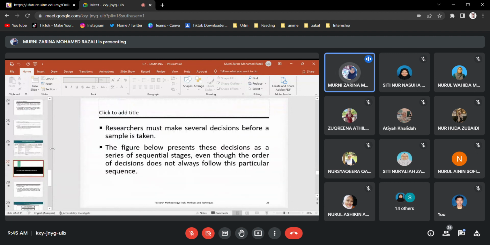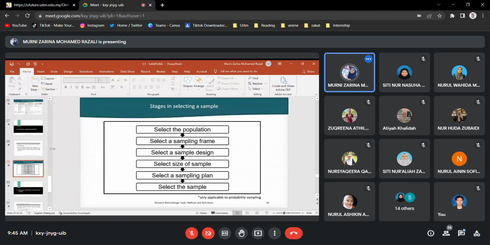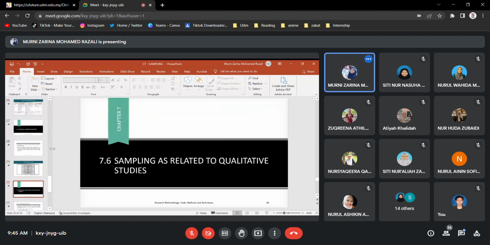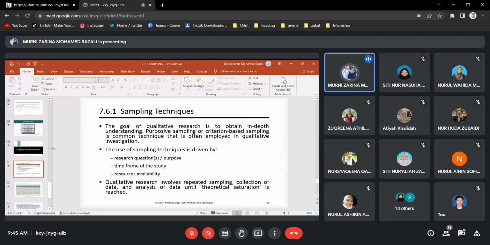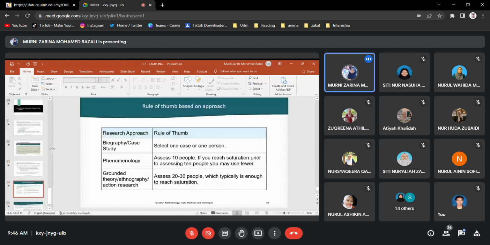Okay. So basically this is how lah you want to select a sample. Kena tahu you punya population dulu. Kena tahu you punya sampling frame. Okay, siapa yang you nak pilih daripada population tu. And then sample design apa yang you nak. And then baru you tahu sample size. And then macam mana you nak plan you punya sampling. And then you select the sample. Okay. So sample size ni antara yang penting.